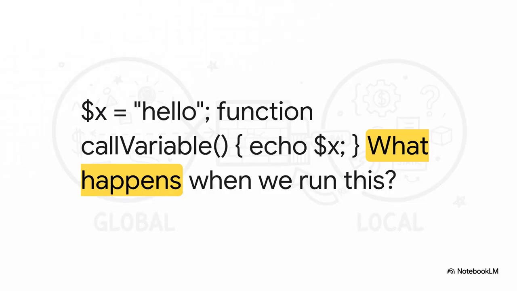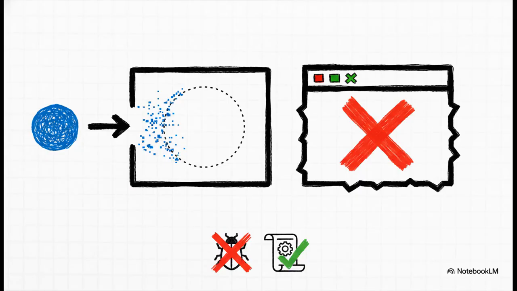Okay, let's look at a super common example. We've got our variable, $x, and we've set it to hello. Simple enough. Then we have a function that all it does is try to echo that variable. Now, logically, what do you expect to happen? It should print hello, right? I mean, it's right there. Yeah, but it doesn't. Instead, you get this ugly error message staring back at you. Undefined variable x. The variable you just defined has seemingly vanished into thin air the second it crossed into that function. This isn't a bug, though. This is actually a fundamental rule of PHP doing its job.